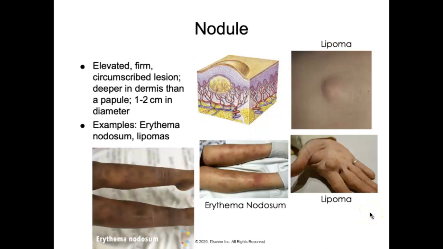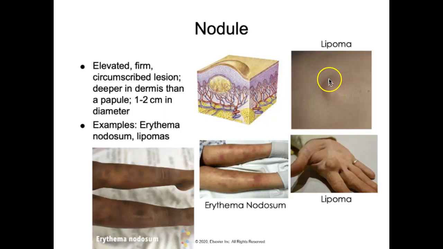Next, we have a nodule. Now this has elevation here, but you can see that it is due to this area in the dermis, so it's a bit deeper. It is a firm and circumscribed lesion, and this is going to be anywhere from 1 to 2 centimeters in diameter.